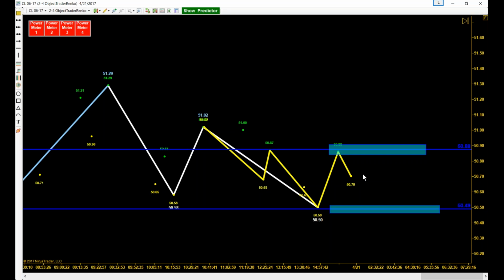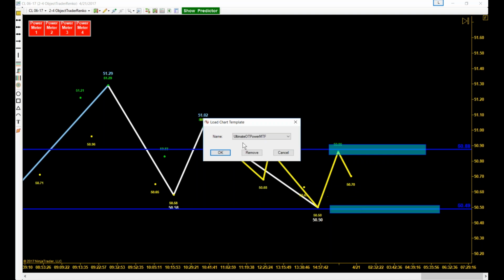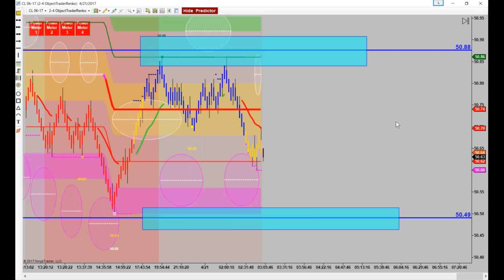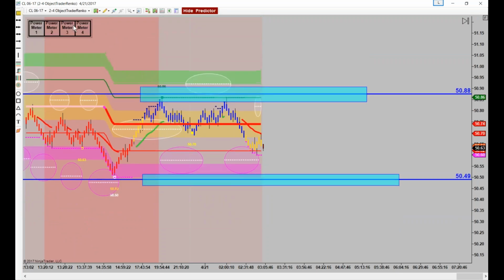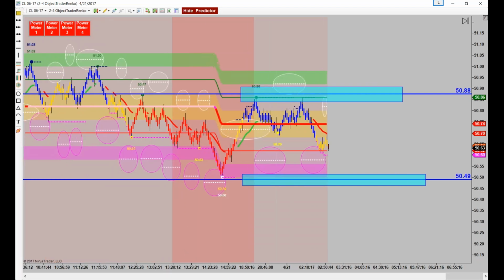Okay, so let's look at the actual chart now and see. I'm going to go ahead and leave these lines on it, and we'll load our template, and we'll see what we've got here. All right, now this is actually the 2-4 Object Trader Renko. A lot of people have asked me to show the Renkos in the webinar a little bit so we can see what's going on.